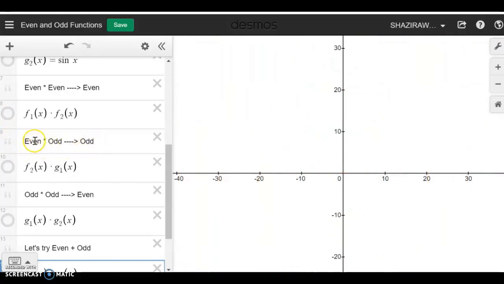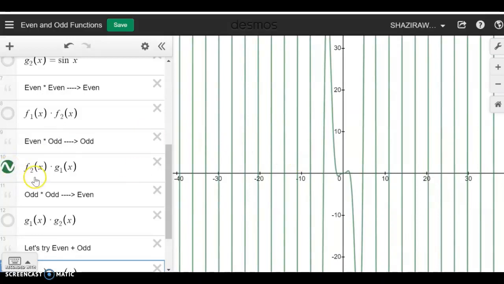Okay, so individually, even is symmetry about the y-axis, odd is symmetry about the origin. So we multiply F2 and G1, and we can see the result is odd. Odd means it is symmetry about the origin. So if you have a point here, you also have a point somewhere here. So it is symmetry about the origin.